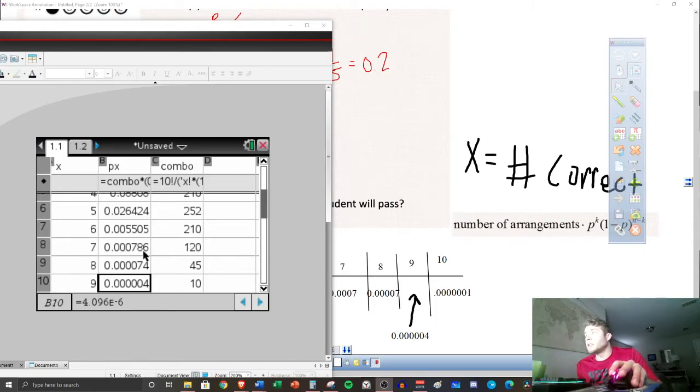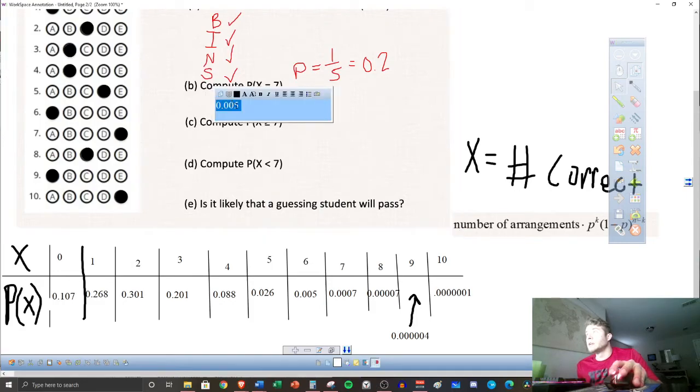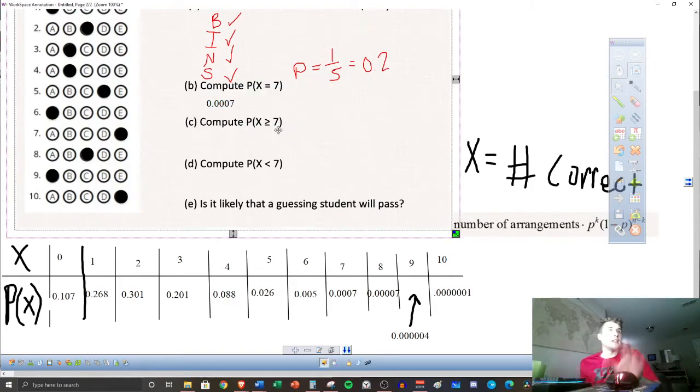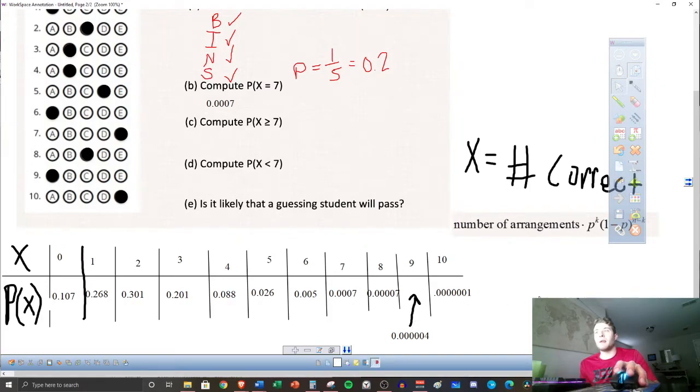So 0.007, so it's even worse than what we had put initially. So this is 0.007, 3 zeros and a 7. Terrible odds of passing. It's not going to happen really. It's 0.7%. Just terrible. All right, what about the probability of getting more than 7? So that is 7 or more, right? So that's going to be the cumulative probability of these 3 here. That's what that cumulative probability is.